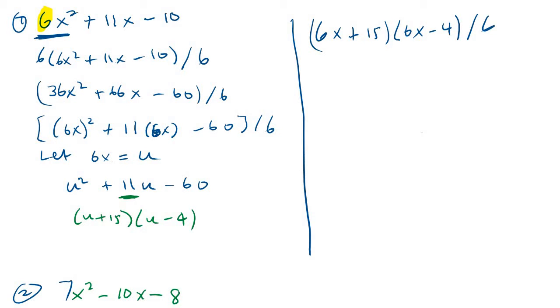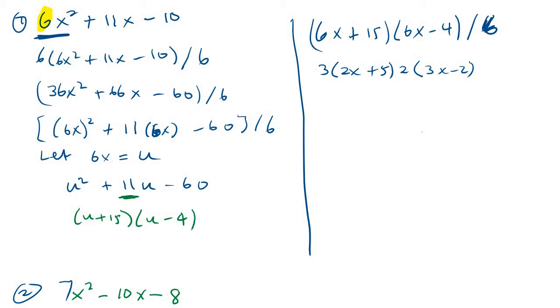Remember, we're dividing by 6. Go back to dividing by 6 now that we have x there. All right, so we're almost done. We look for a common factor between 6x and 15. That will be 3, and then that will be 2x plus 5. Between 6 and 4 is 2, so that will be 3x minus 2.